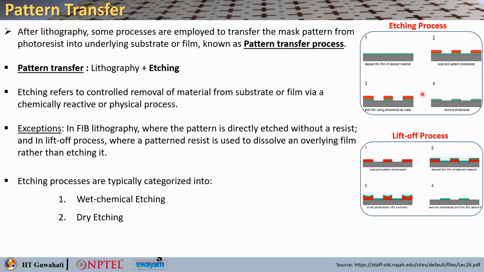So, here is a brief schematic of the etching process. First you deposit a thin film of the desired material, then you coat and pattern the photoresist, you etch your film using the photoresist as the mask, and then you finally remove the photoresist as well and you get the pattern. The lift off process is like this: you coat and pattern the photoresist first, and then you deposit the thin film of the desired material. So, films get deposited here also. Then you swell the photoresist with a solvent and then remove the photoresist and the thin film above it.